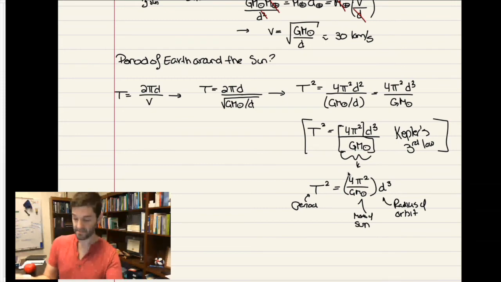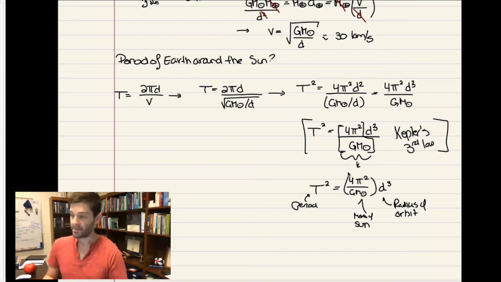We can't go and take the sun and put it on a scale, what that even means, because a scale assumes there's a gravitational field. How do you measure the mass of objects like the sun? It's exactly through using something like this, Kepler's third law.